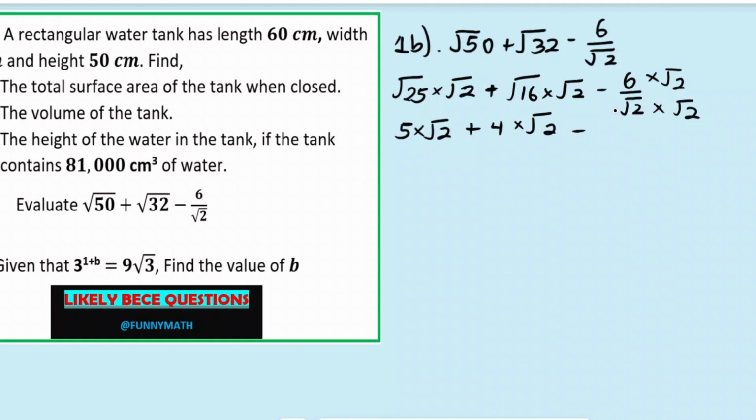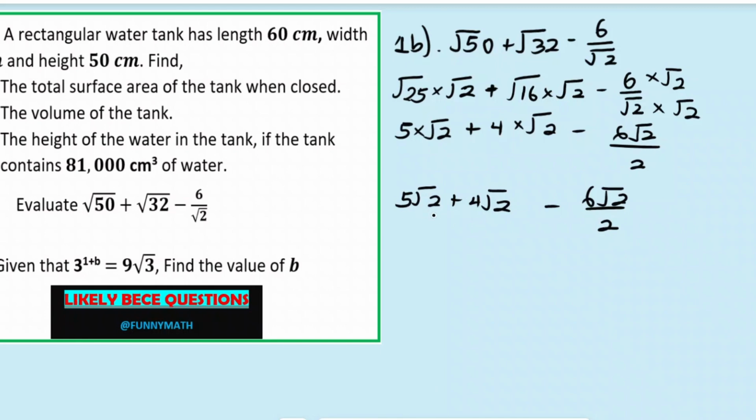Now let's come to this one. 6 times the root of 2, that's going to be 6 root 2 all over 2. I just explained that the root of 2 times the root of 2 is going to be 2. So this is what we have. We can still simplify our expression. So now 5 times the root of 2 is going to be 5 root 2, plus 4 root 2, minus 6 root 2 on 2.